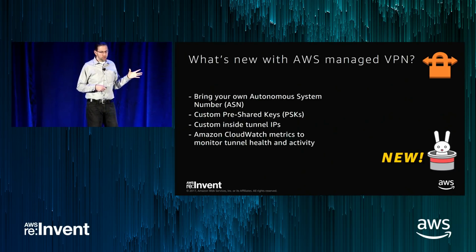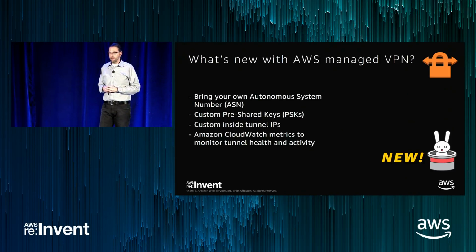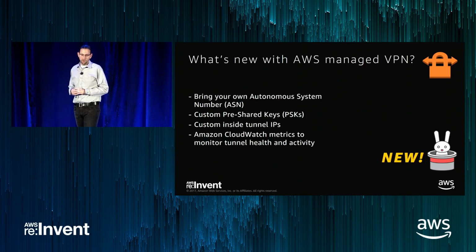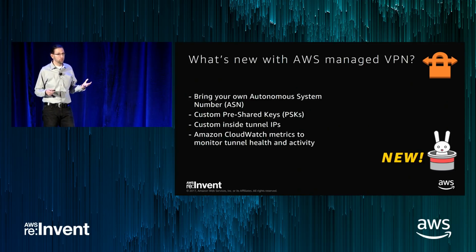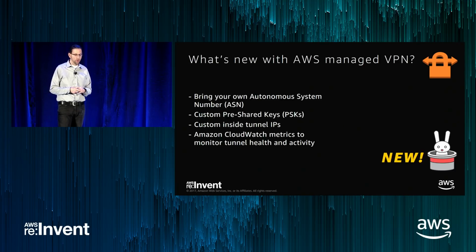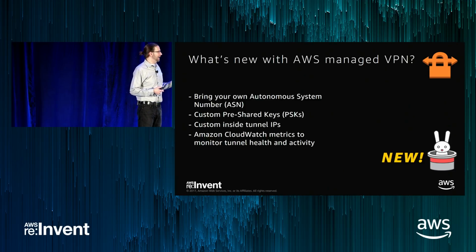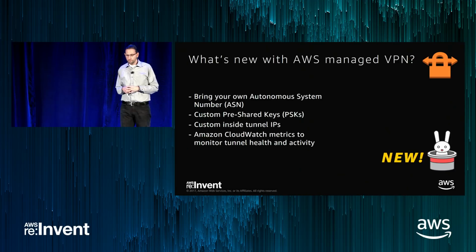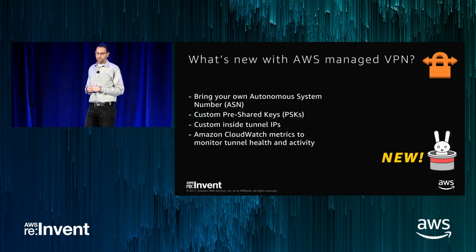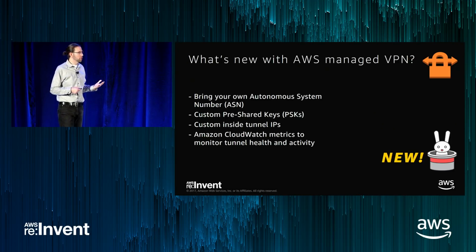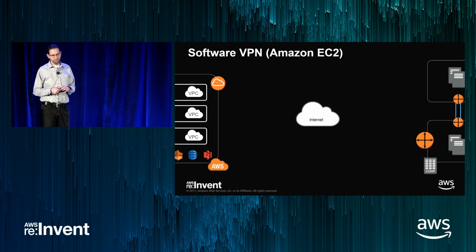These are some of the highlights of what is new with AWS Managed VPN from the course of the last year. So just to call out a couple of things which you may have missed. You can now bring your own autonomous system number, your ASN, to the AWS side of the connection, as opposed to just accepting ours. The pre-shared keys used to establish trust can now be configured, as well as the IPs inside of the tunnel. And we've added CloudWatch metrics so that you can monitor and alert on your connection's activity.